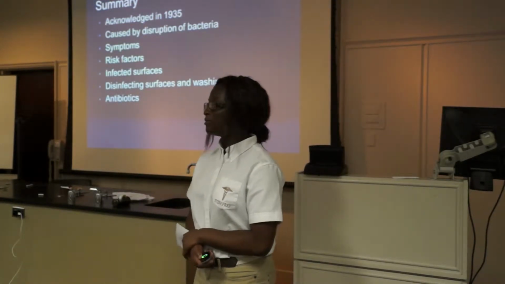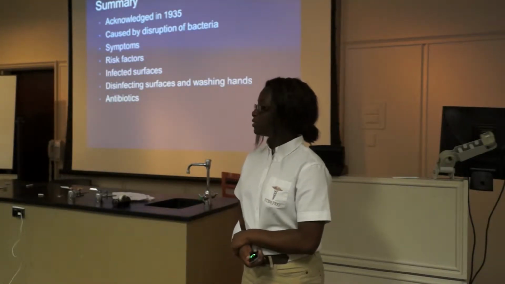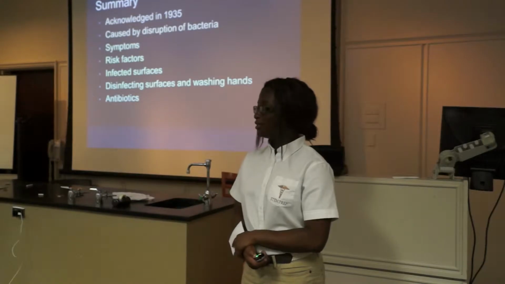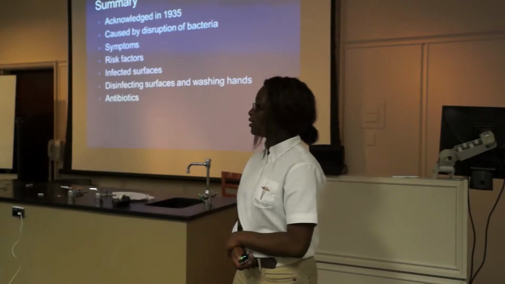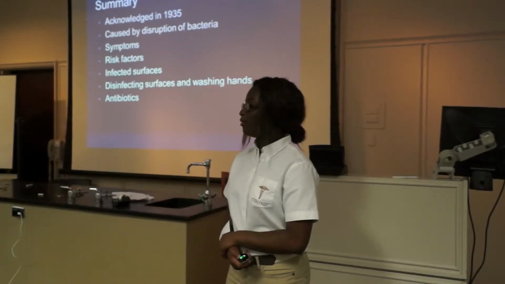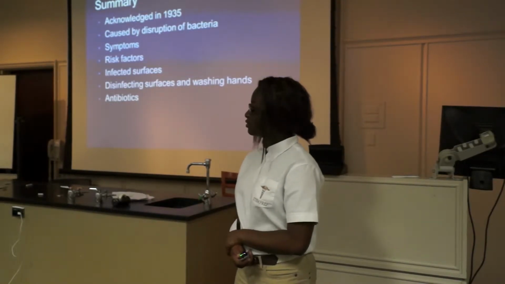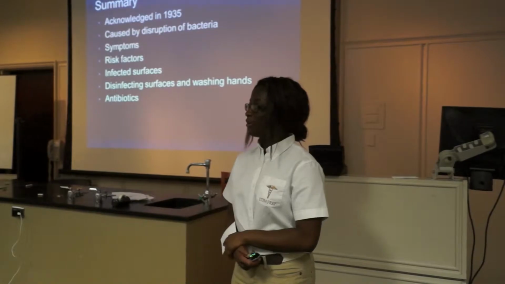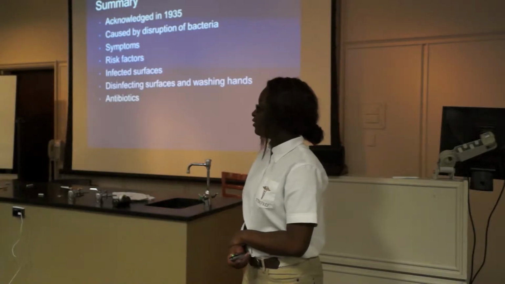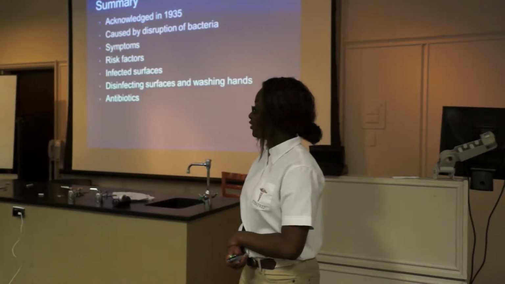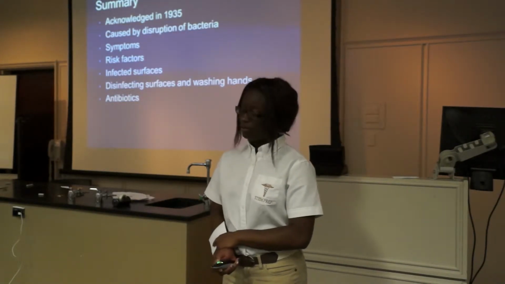Summary. Clostridium difficile was first acknowledged in 1935. It's caused by a disruption of good bacteria in the colon, which leads to the colon swelling, which leads to an infection. Some of the symptoms include nausea, fever, diarrhea, and high white blood cell count. It can be transmitted through infected surfaces, from person to person, and through healthcare. Prevention methods include disinfecting surfaces and washing your hands after using a bathroom. And antibiotics is one way to treat this disease.